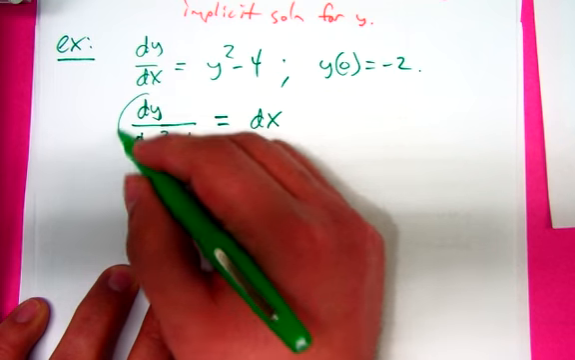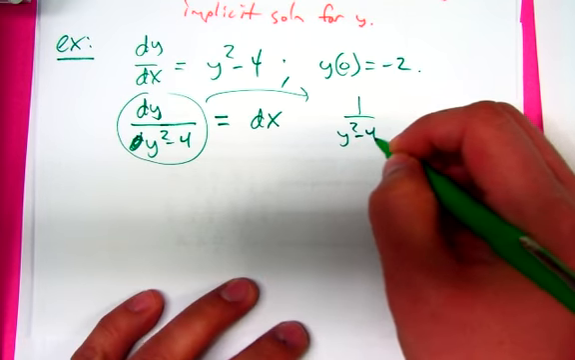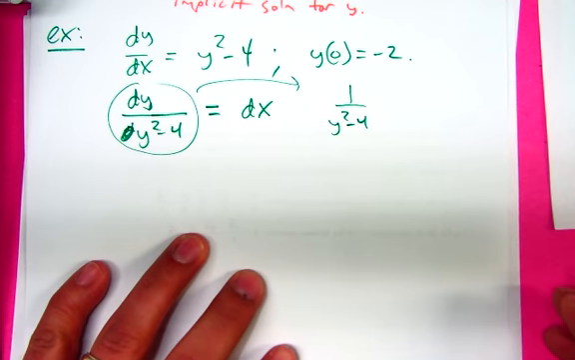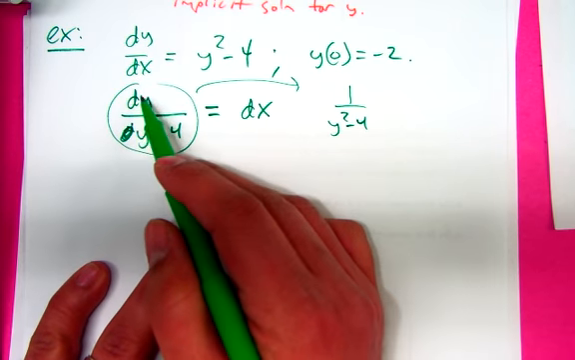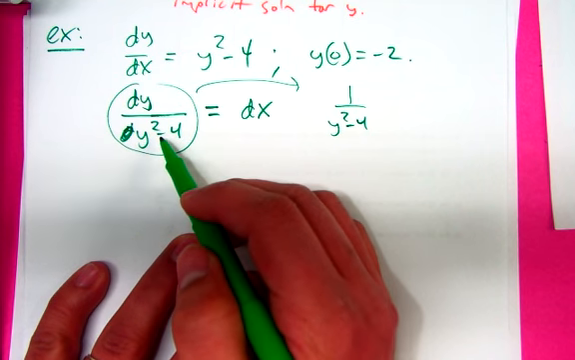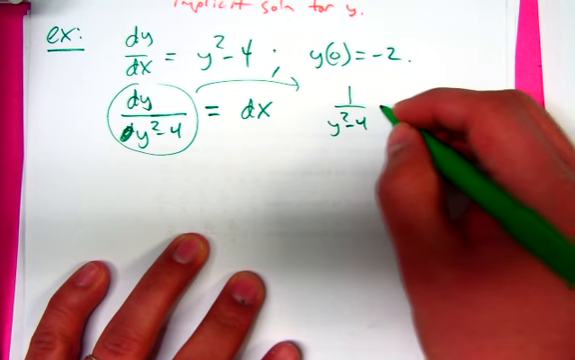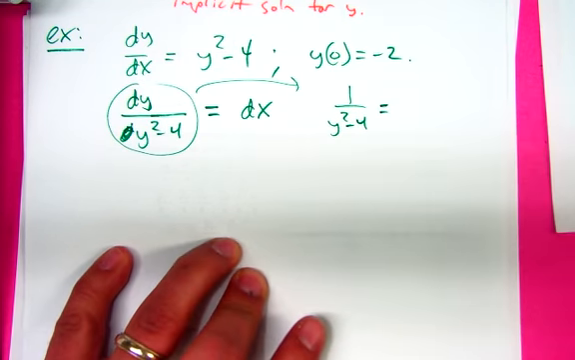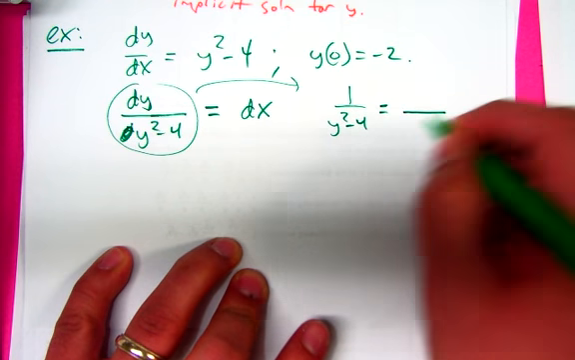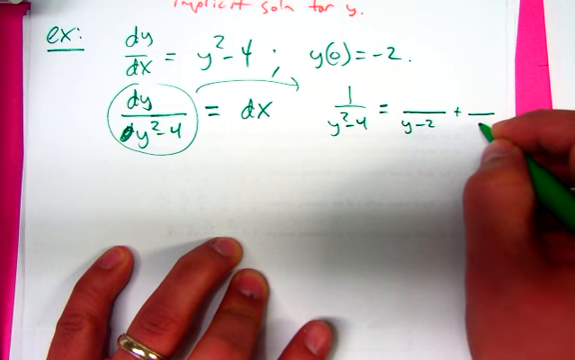Is it clear? There's a trick. This is ugly. There's a trick on how to do it. You cover up one. The dy we're going to ignore. But you can't use inverse sine or inverse tangent or something. You should. This factors into y minus 2 and y plus 2.